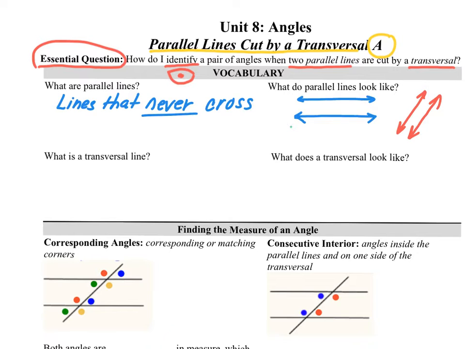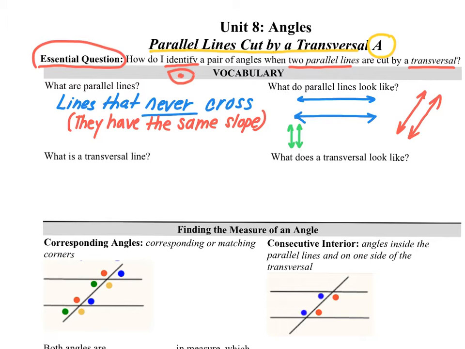Or they may even be vertical. But either way, they have the same slope. So they'll keep going and going forever and never cross. So the key here is that they have the same slope. And that's really important. In fact, let's go ahead and write that down in our notes. They have the same slope. Since we've already talked about slope, that is an important piece of information. That means they will never cross.